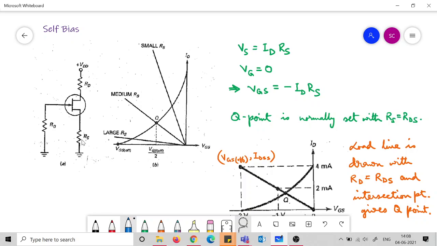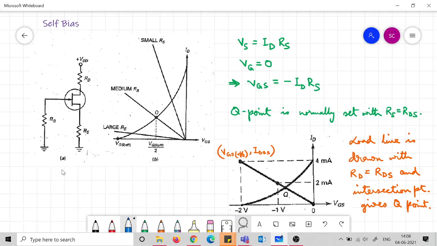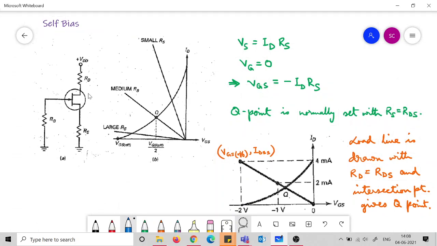How it works, let us see. When you have some current flowing in this path, let us assume in the beginning that there is a current ID through RS. Then there would be a potential VS appearing here. So this is the point S.